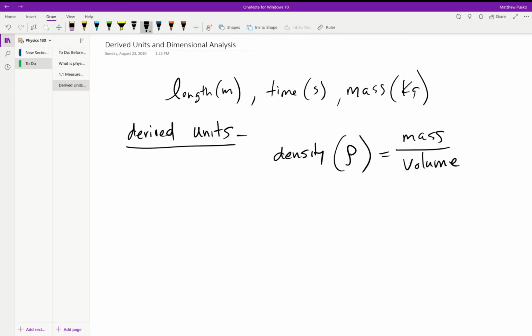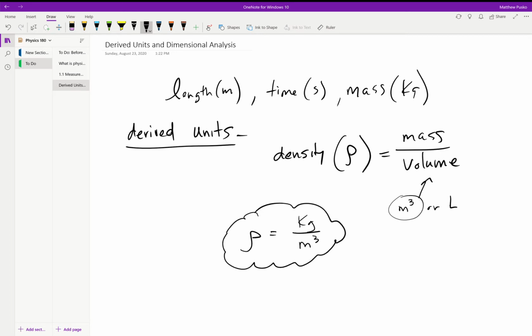So for volume, we can do a meter cubed or a liter if we wanted to, right? So in this case, let's do the meter. Let's keep it in our standard units. So what we get is rho is equal to a kilogram per meter cubed. This right here is a derived unit.